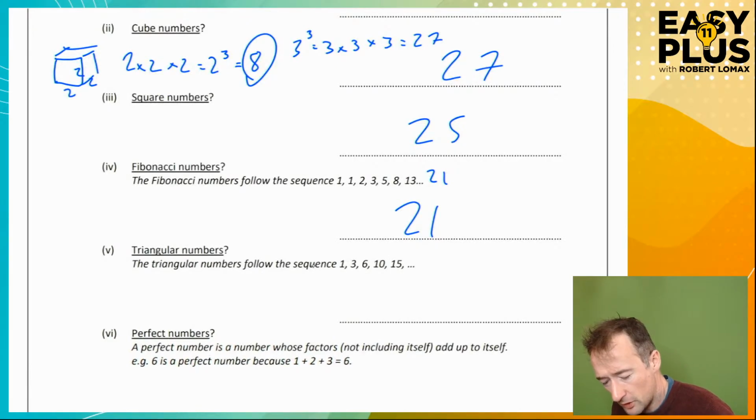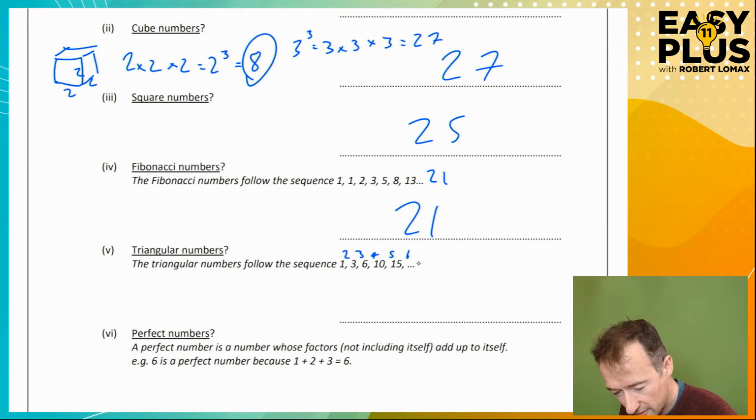Triangular numbers follow the sequence 1, 3, 6, 10. Okay, so what is the rule here? Well, triangular numbers, they're an addition thing, really. For the second place, for example, it's 1 plus 2 is 3. For the third place, it's 1 plus 2 plus 3 is 6. For the fourth place, it's 1 plus 2 plus 3 plus 4 is 10. But another way of looking at it is that we're going up by 1 more each time. 2, 3, 4, 5. So the next one, 6.